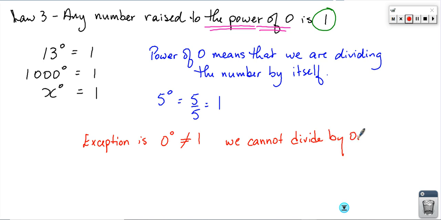So that's very important. You should be able to remember that. So let me explain again. Any number raised to the power of 0 is 1. Very important. That's law number 3.